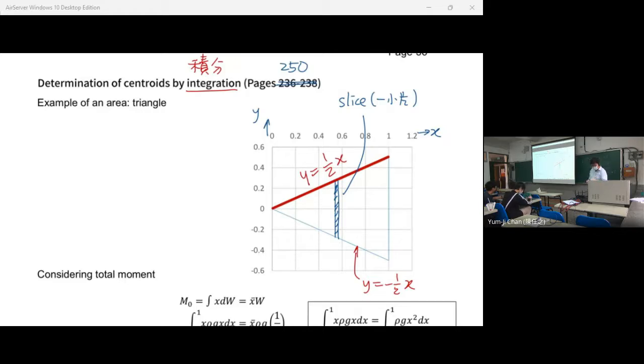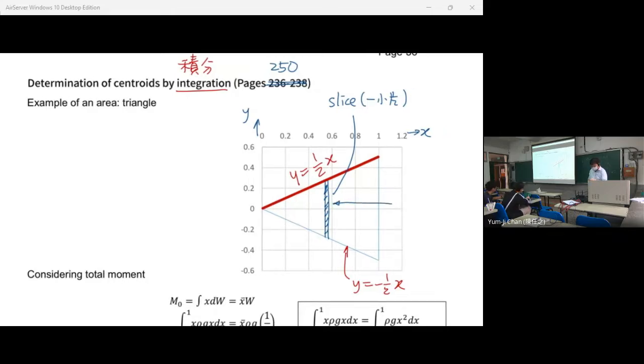So what's the area? Sorry, I should mark the x-axis here. Sorry, x-axis is here. And for the area here, what's the area of this slice? Because it is a small slice, let's say it is dA. Okay.